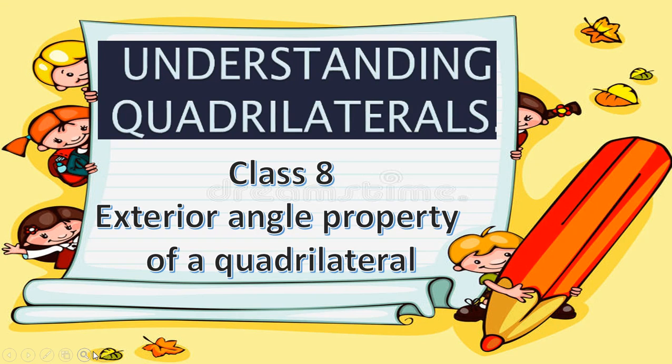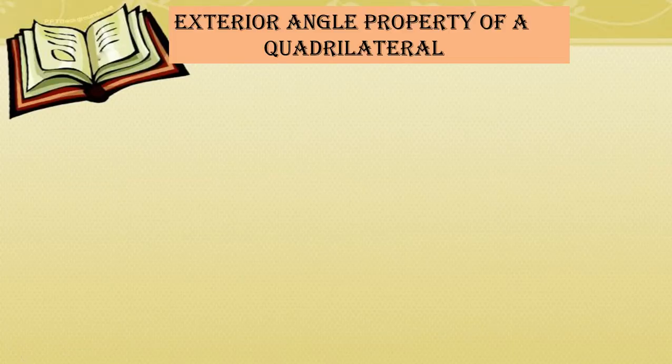Well, students, in continuation of understanding quadrilaterals, in this chapter we are going to learn today the exterior angle property of a quadrilateral. As we know, the exterior angle of a quadrilateral is the angle which is outside of the quadrilateral, adjacent to the interior angle, and makes a total angle with the interior angle of 180 degrees.